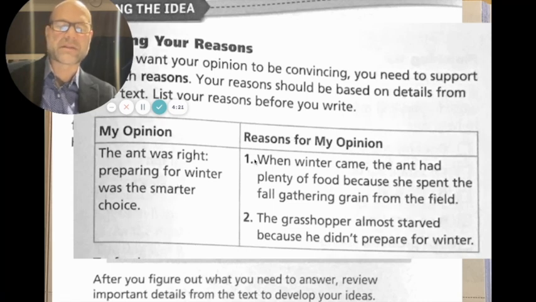Reasons for my opinion. When winter came, the ant had plenty of food because she spent the fall gathering grain from the field. And then here's a second reason. The grasshopper almost starved because he didn't prepare for winter, which really points to the fact that the ant was smarter and did the better thing, right?